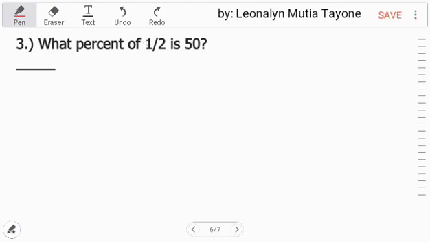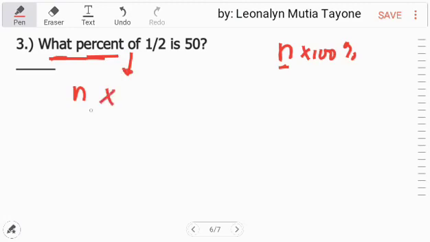Number 3, what percent of 1/2 is 50? Pag sinabing percent, let n, depende kung anong gustong variables na isulat nyo, or let A, let B, or C, or X. Ang akin lang ay let n be that number, i-multiply natin ng 100% para yun yung answer natin, yung percentage. So, dito muna tayo sa n. Ang "of" ay multiplication, 1/2, ang "is" ay equal, 50. So, n times 1/2 equals 50. Yan na yung equation natin.